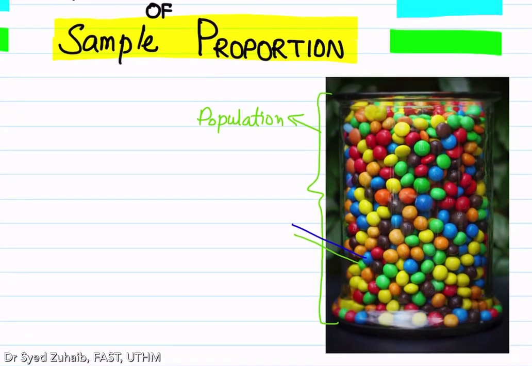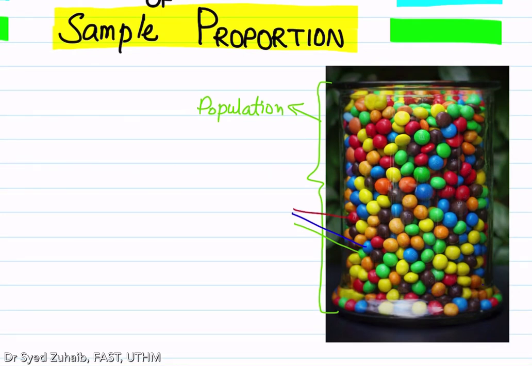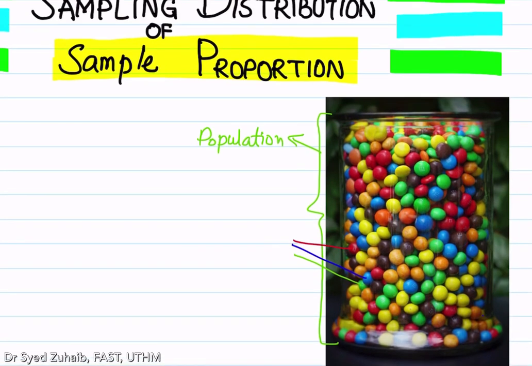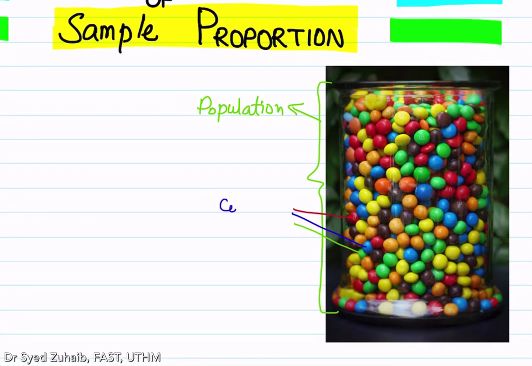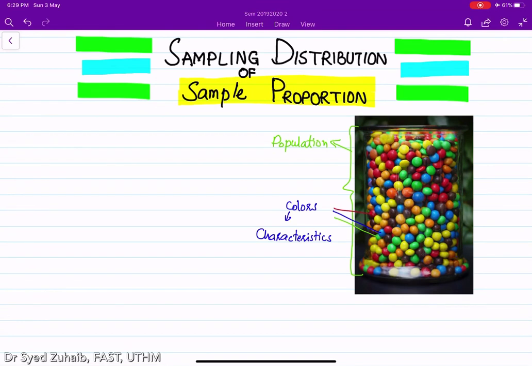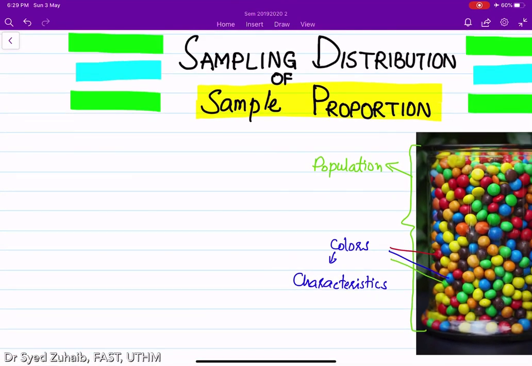Like in real life population, these characteristics can be related with skin color, race, religion, gender, or any other thing like that, which will define that specific segment of the population. If you notice that each of these colors have a certain proportion in the overall population, we call it proportion.